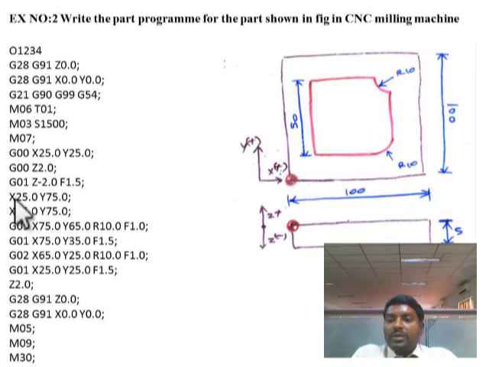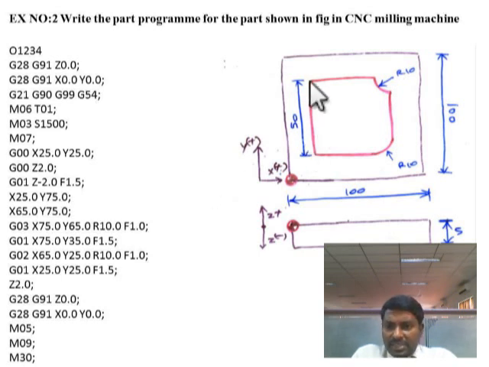Next, the tool should be moved in a linear direction. To move the tool in a linear direction, we have to use the G01 code. The G01 code was previously used. Once the G01 code is used, it stays active until it is replaced by some other code, so we don't need to write G01 again and again. That's why I have not used G01 here.